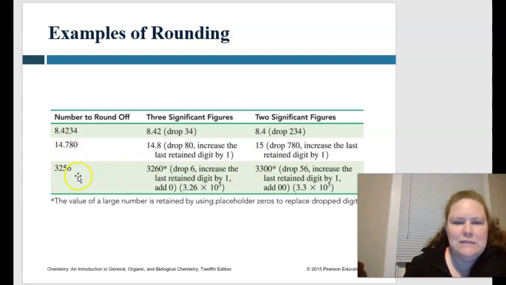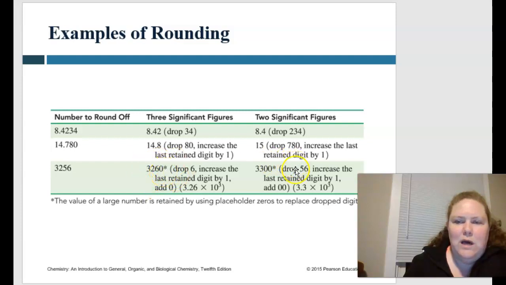Okay, if we look at this last one, 3,256. So if we are going to 3 sig figs, remember that last digit is just kind of a placeholder. So what's going to happen is we're going to drop it, but since it was a 6, that means it was above 5, so it's going to round that 5 up to a 6. So that becomes 3,260, okay?